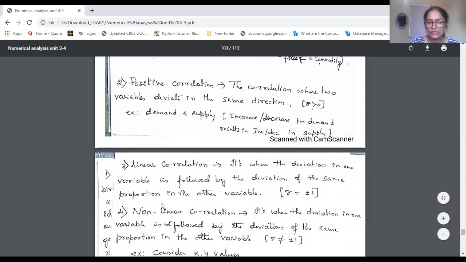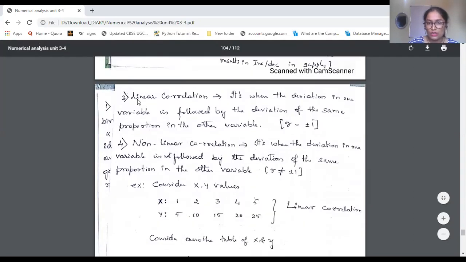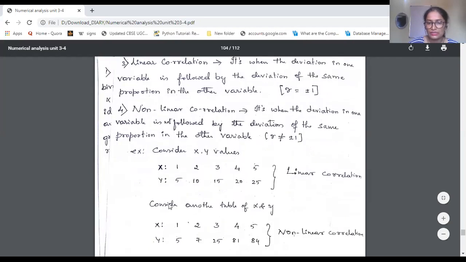Then we have linear and non-linear correlation. To understand linear correlation, we can take these two examples and understand it. See here, for every increment in X, there is an equal proportion of increment in Y, and that proportion is 1:5. So X is increasing consistently from 1 to 5 with one increment in each step, and Y is also incrementing in 5s. So this is linear correlation. Why do we call it linear? You can see the word line here.